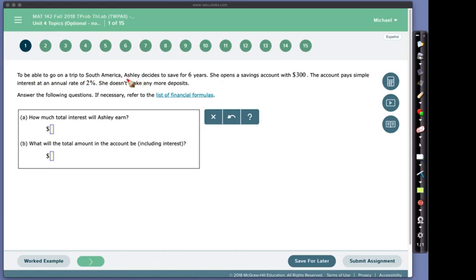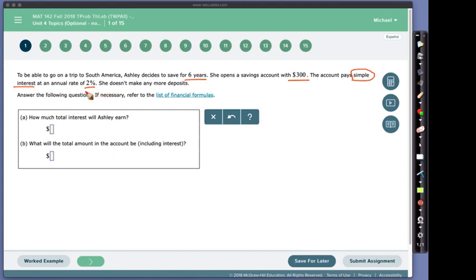She's going to South Africa. Actually, she wants to save for 6 years before she goes. So she opens a savings account, $300. We're looking for numbers, and we look for this number, 2%. But the real important word here, the account is paying simple interest. Those two go together. Simple interest, so we know we're going to use one of the two formulas.